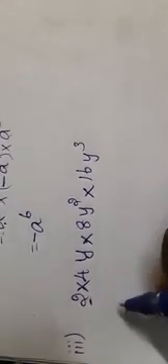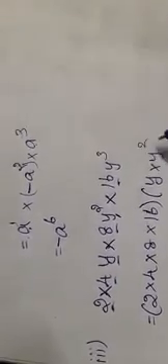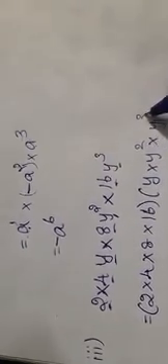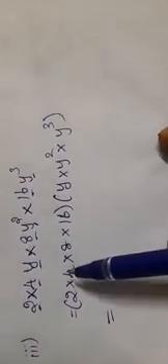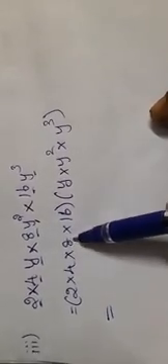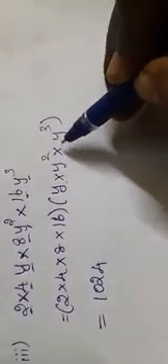Look at question number 4. As it has numbers, write the numbers alone: 2 into 4 into 8 into 16. Then y into y square into y power 3. Let us multiply the numbers first. 2 4s are 8. 8 8s are 64. 64 into 16 is 1024. Next, y into y power 2 into y power 3.